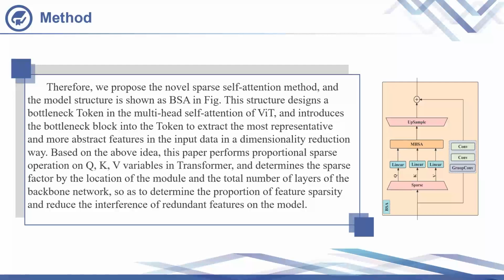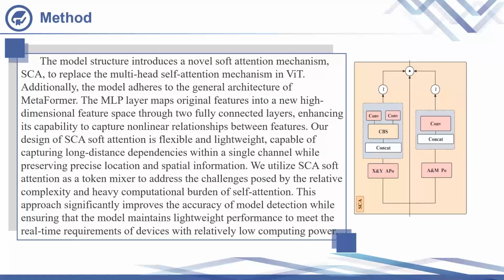Based on the above idea, this paper performs proportional sparse operation on Q, K, V variables in transformer, and determines the sparse factor by the location of the module and the total number of layers of the backbone network, so as to determine the proportion of feature sparsity Y and reduce the interference of redundant features on the model. The model structure introduces a novel soft attention mechanism, SCA, to replace the multi-head self-attention mechanism in VIT. Additionally, the model adheres to the general architecture of metaformer.